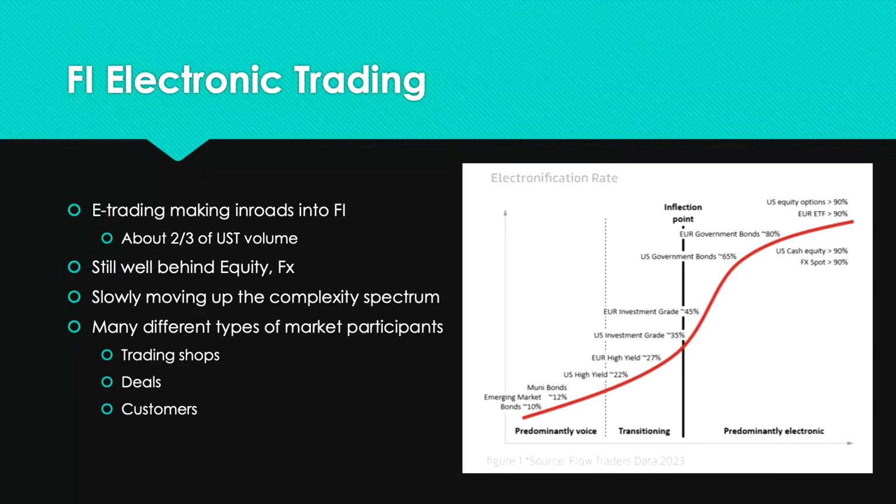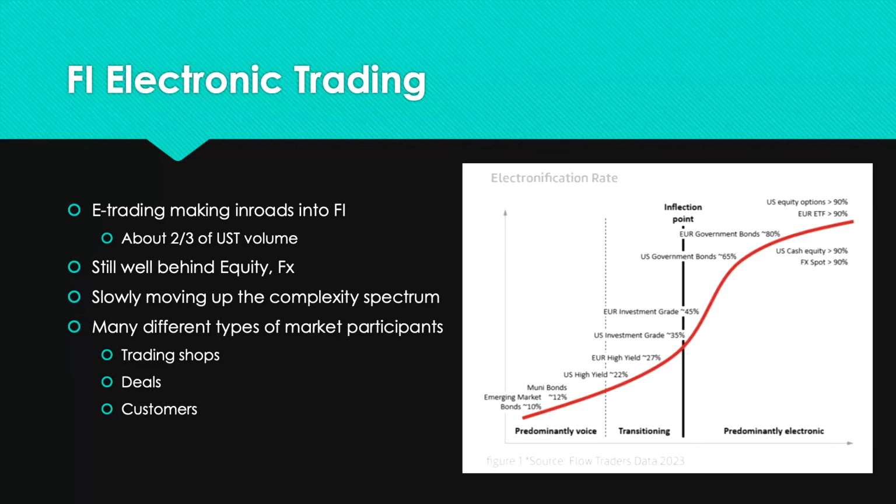Now, there's electronic trading, where I sit at my keyboard and the computer does everything, or I can pick up the phone and call somebody, voice trading. So there's a spectrum here. On the right, I've got the very liquid stuff: US equity products, cash equities, all 90% plus. FX spot, all traded electronically, basically. Then I start to get less and less. European governments and US governments are both predominantly electronic, but we're talking 60 to 80% of the market here.